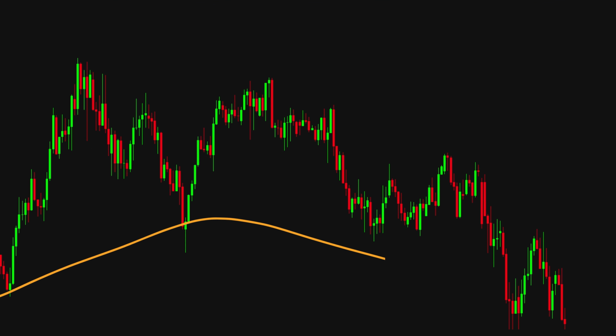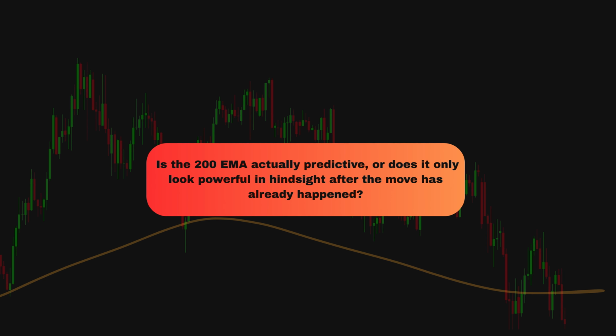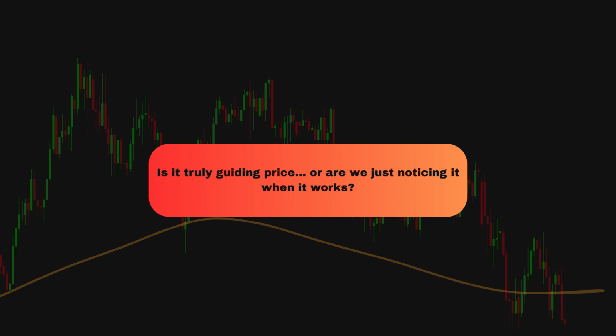The 200 EMA is often treated like a line of control in the market, a level that separates bullish territory from bearish pressure. But here's the real question. Is the 200 EMA actually predictive, or does it only look powerful in hindsight after the move has already happened? Is it truly guiding price, or are we just noticing it when it works? Today, we put it to the test.